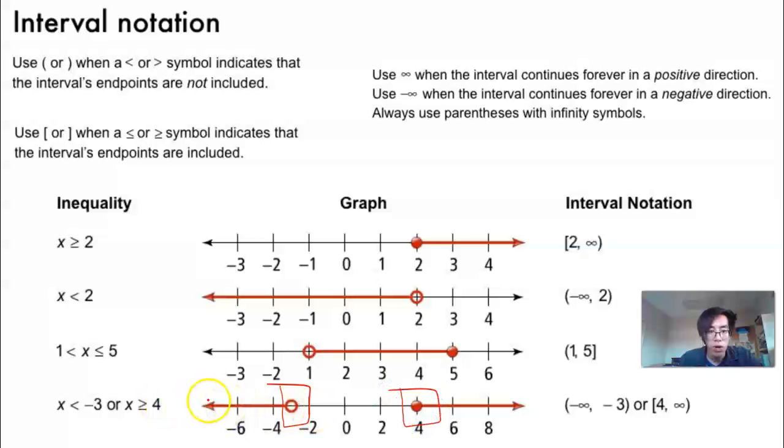Okay, and if it goes forever towards the arrow, it's going to be negative infinity. If it goes forever towards the positive arrow, positive infinity. Okay?